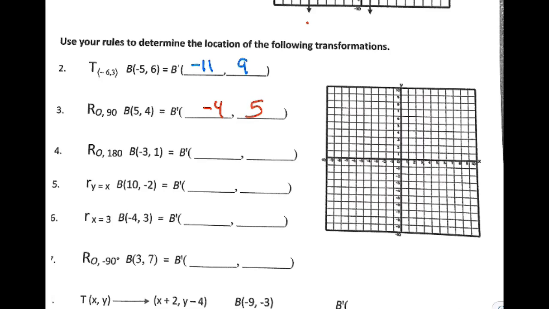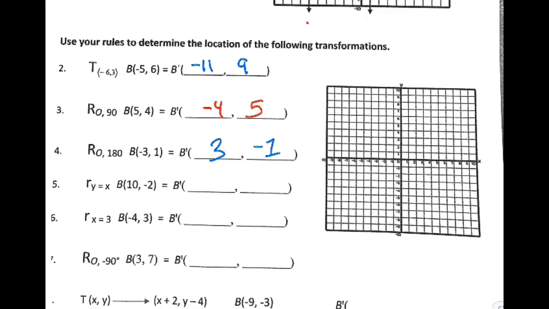Next one says take the point -3, 1 and rotate it 180 degrees around the origin. So I'm going to rotate that 180 degrees with your patty paper, and you're going to end up at 3, -1. You can almost see the rule there. You just change both signs when you're rotating 180, if you like the rules.